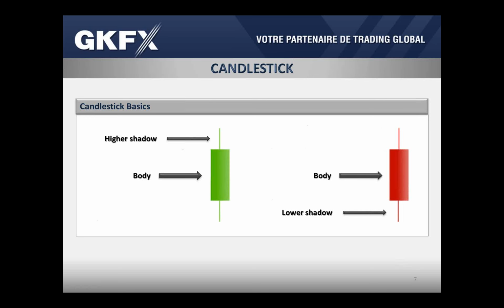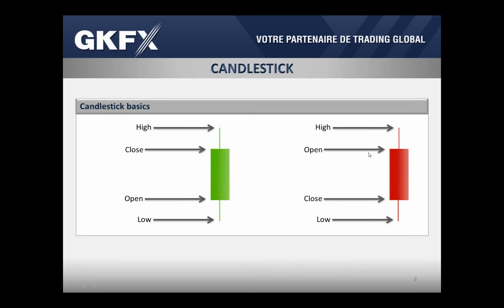The color: if it's green, it's bullish. If it's red, it's bearish. The higher shadow, the highest price. The lower shadow, the lowest price. And the body: if it's bullish, the bottom of the body is the opening price, and the top of the body the closing price. And this is the contrary for the bearish candlestick. Okay, just a reminder: highest, closing price, opening price, lowest. And the contrary, here is the closing price and the opening price for the bearish candlestick.